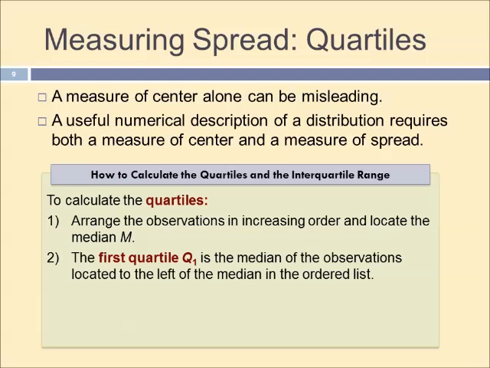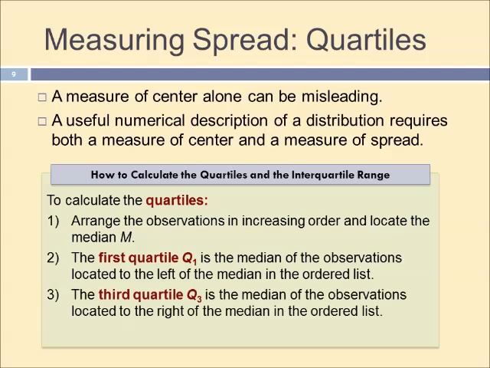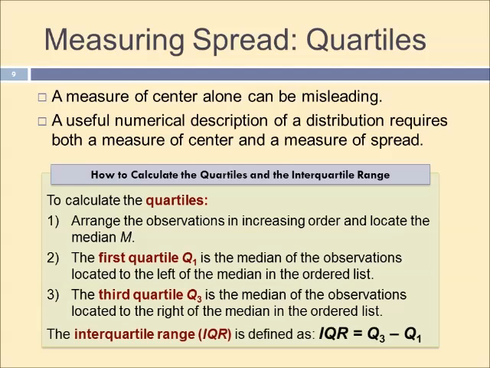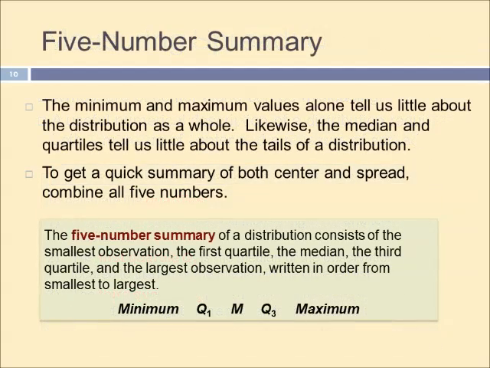The first quartile is the median of the lower half of the observations. So those are the lower half, to the left of the median. The third quartile is the median of the upper half of the information. The interquartile range is defined as the third quartile minus the first quartile.